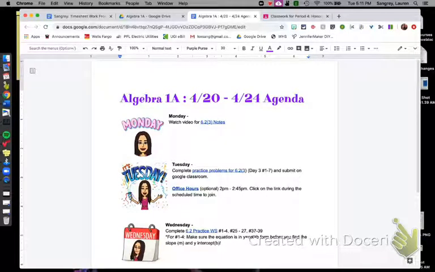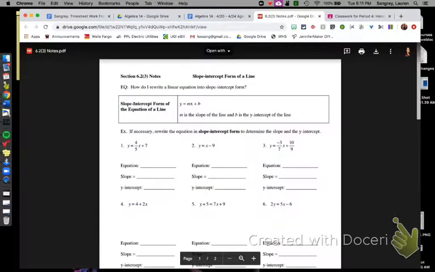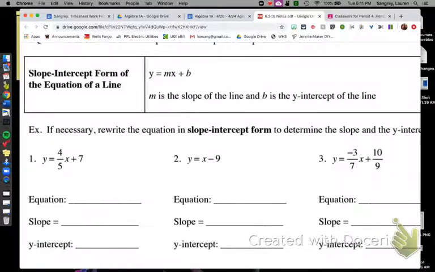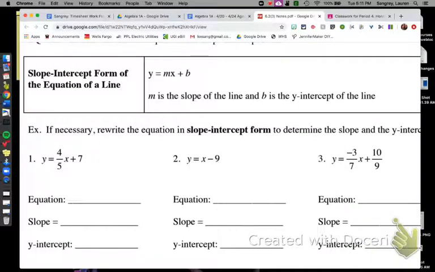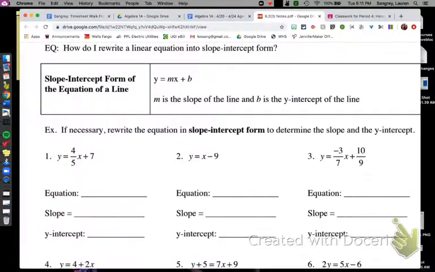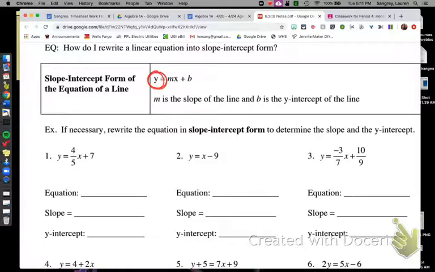This video is for 6.2 day 3 notes. We're going to practice rewriting linear equations into slope-intercept form. So the idea here is that we want every one of our problems to be in the form of y equals mx plus b. The short version of that is we want y to be completely by itself for every single one of these problems.